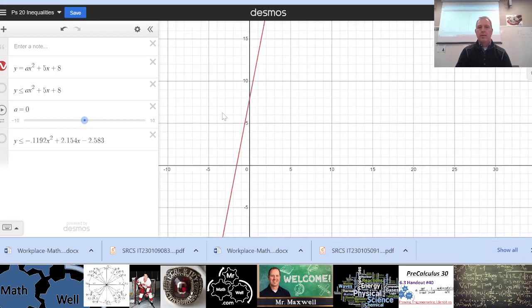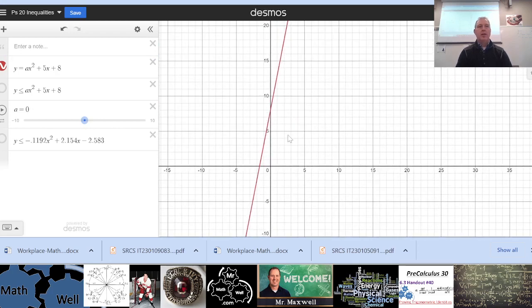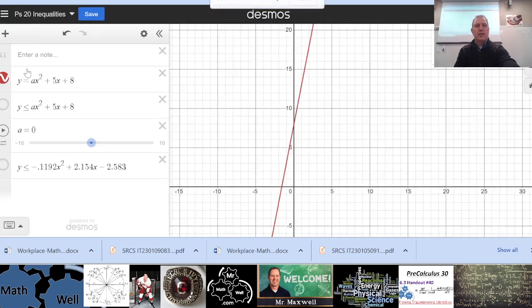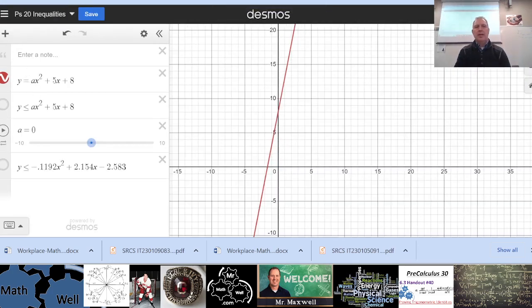What does that look like to you now? It looks like a straight line. So if a is 0, that means that this ax squared right here is all 0. So we have y equals 5x plus 8. That is a straight line.